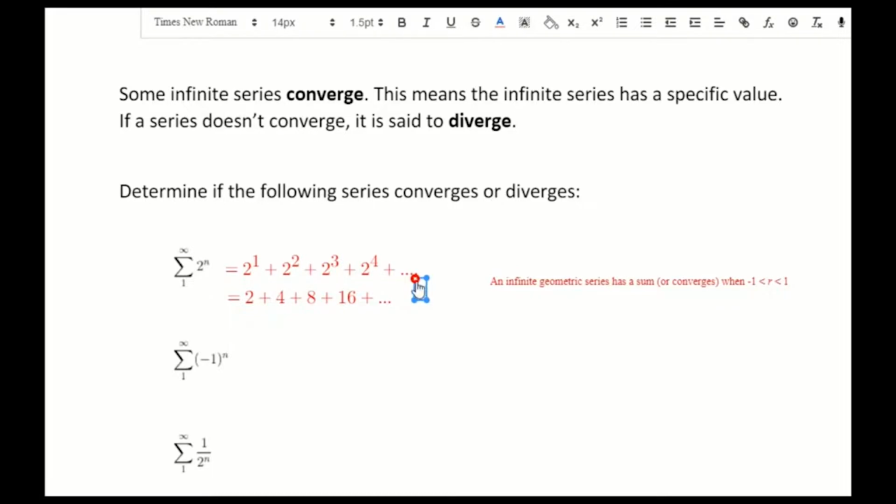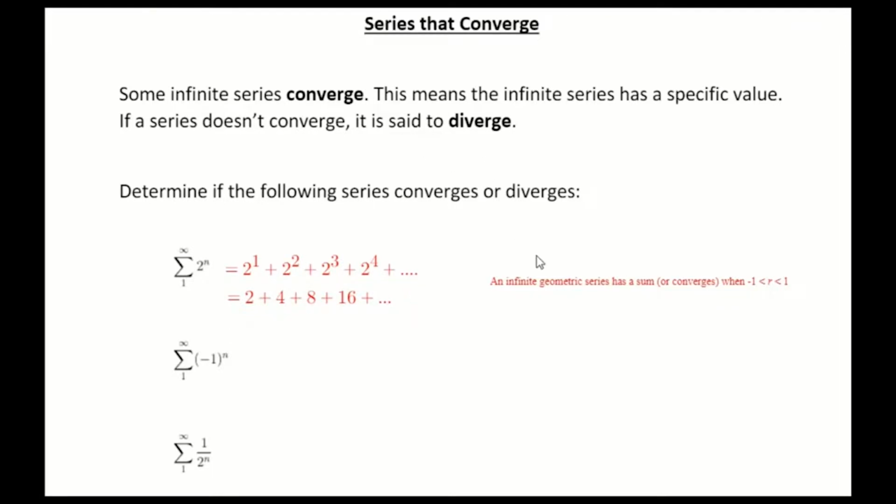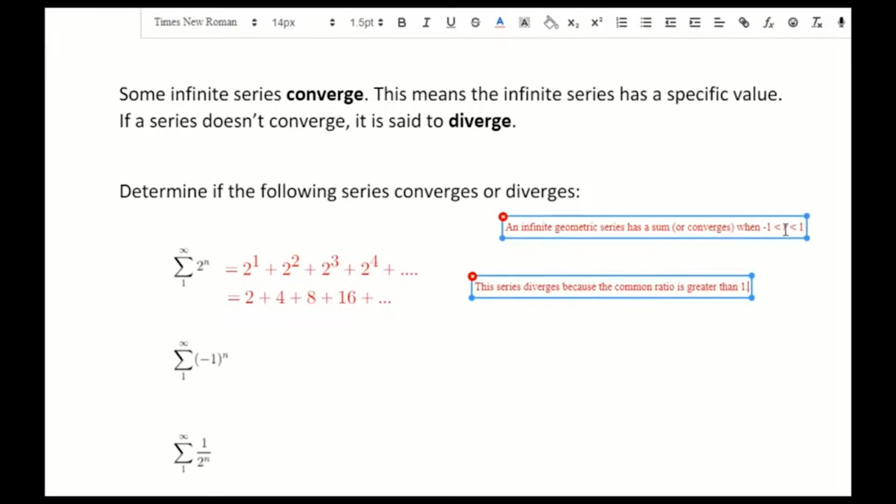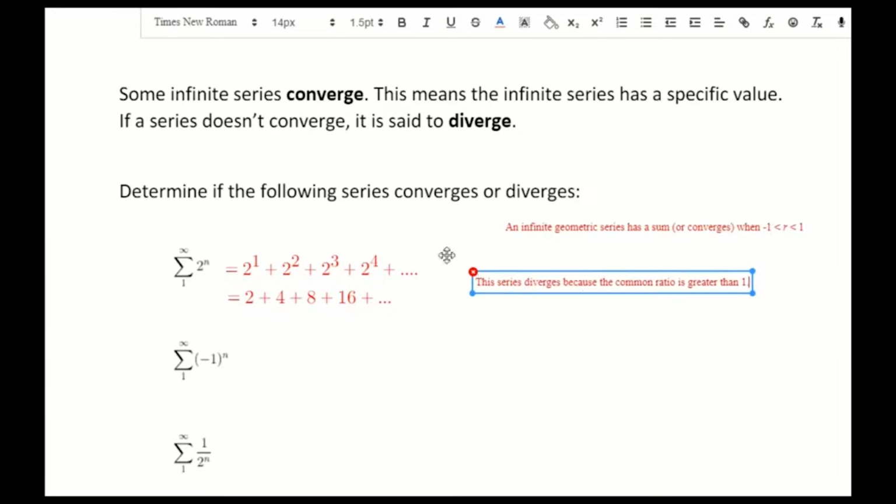We don't need to make that distinction right now. Right now we're just saying whether or not it converges. So for this particular one, we're going to say this series diverges because the common ratio is greater than 1. Remember that it's got to be between -1 and 1 in order for it to converge.